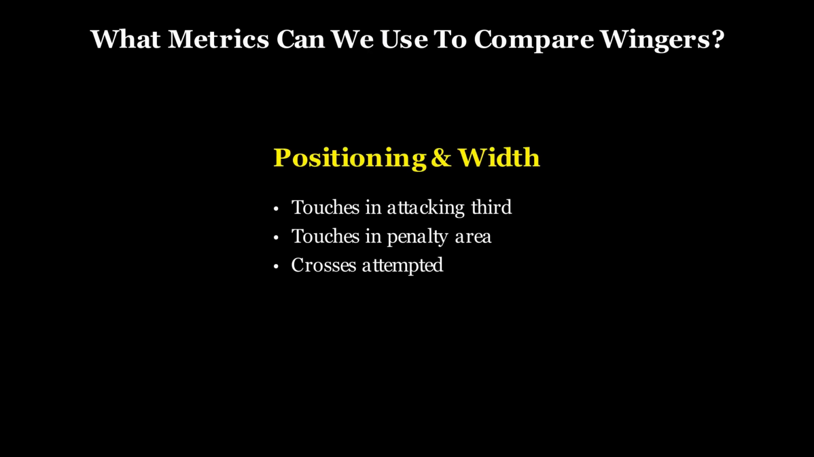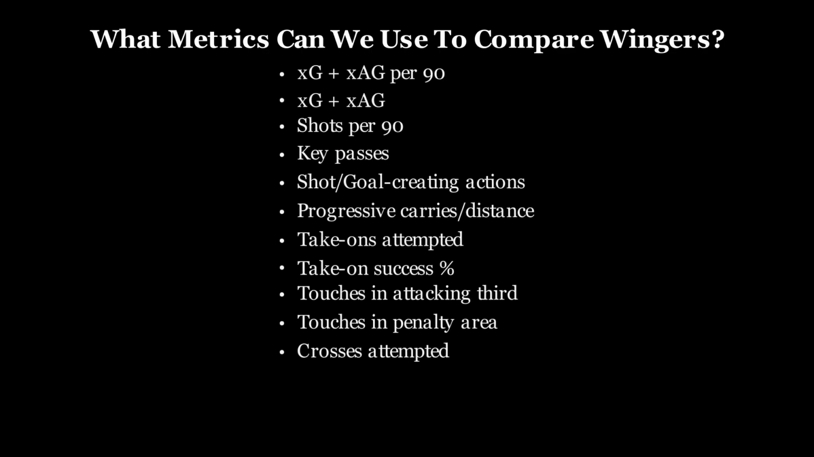Finally, we have positioning and width. Touches in the attacking third, touches in the box, and crosses help distinguish players who hug the touchline from those who drift inside or attack central spaces.